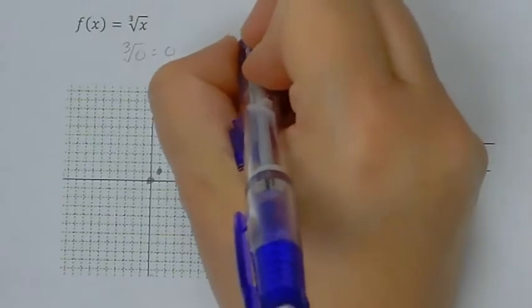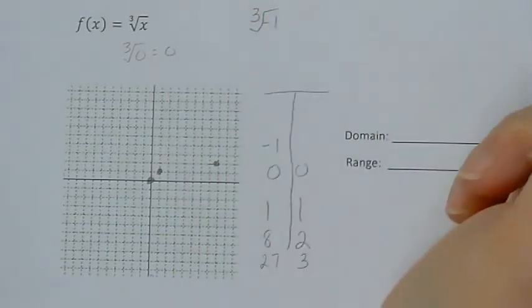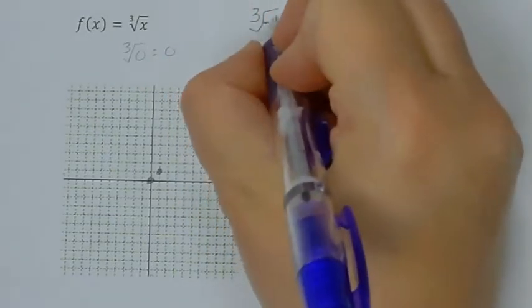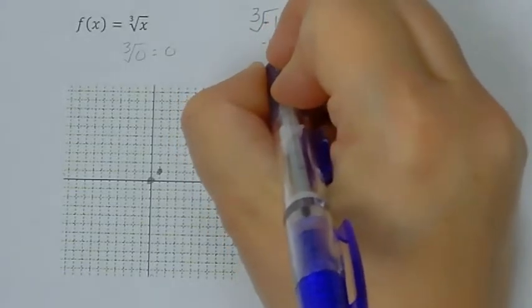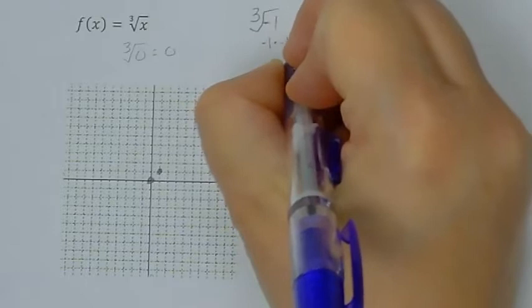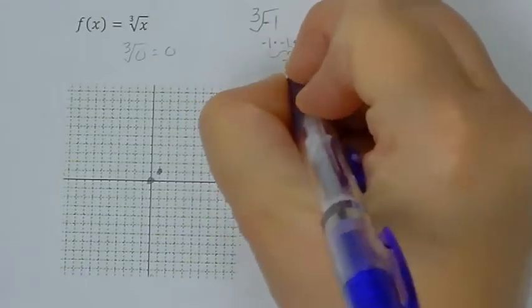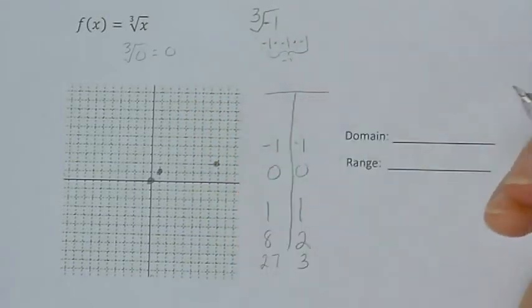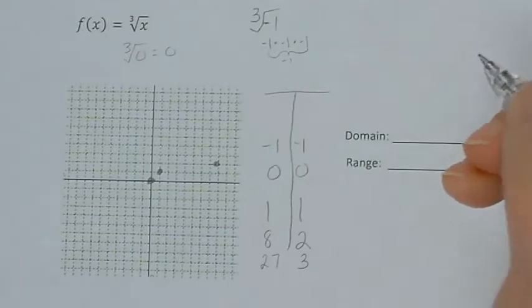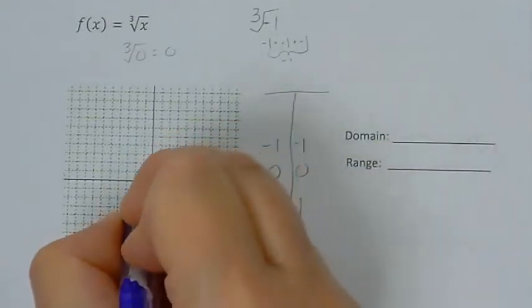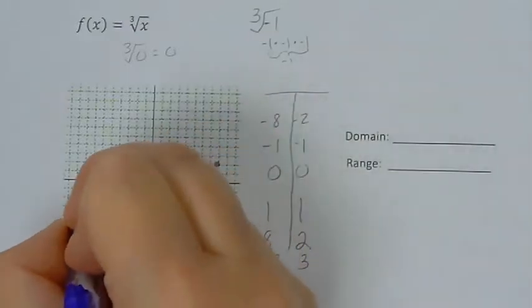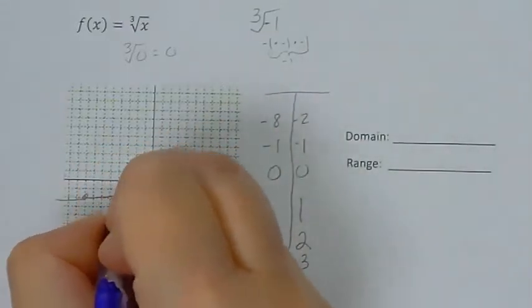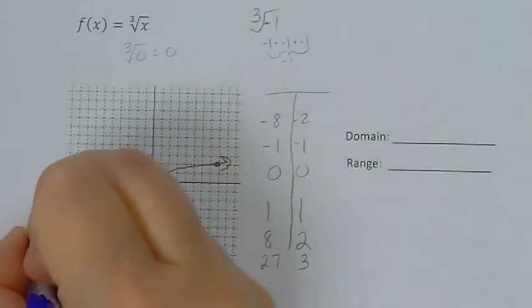Can you have the cube root of negative 1? Is there some number that you can multiply times itself 3 times to give you negative 1? Yeah, negative 1 times negative 1 times negative 1 is negative 1. So you can have a cube root of a negative number. So the cube root of negative 1 is negative 1. The cube root of negative 8 is negative 2. So the cube root graph looks something like this.